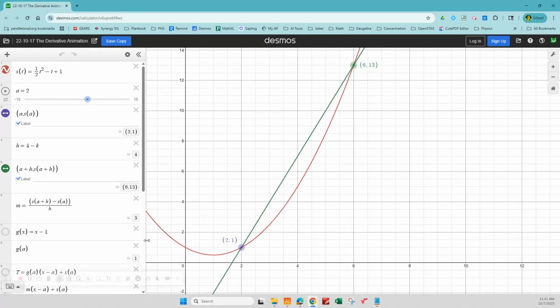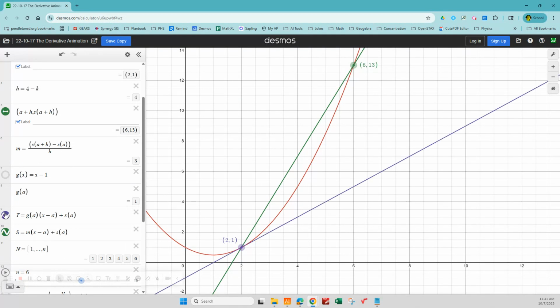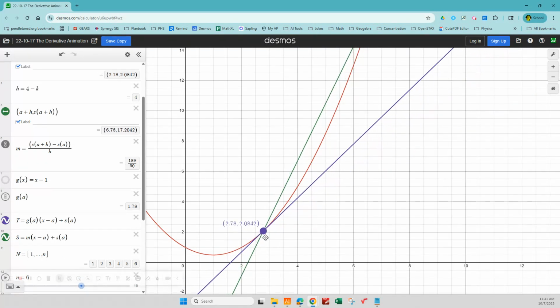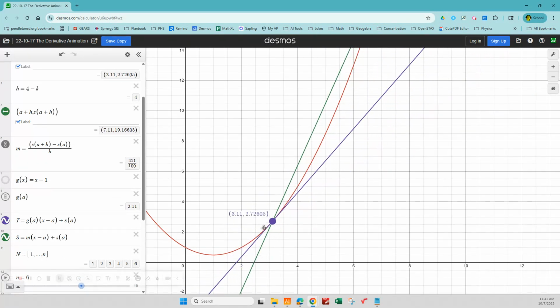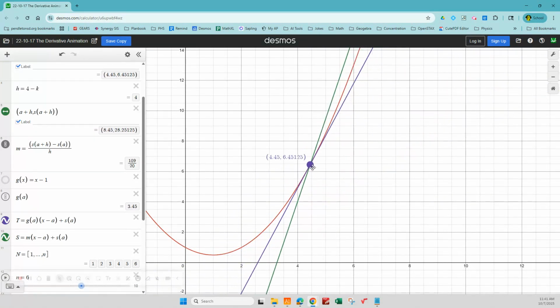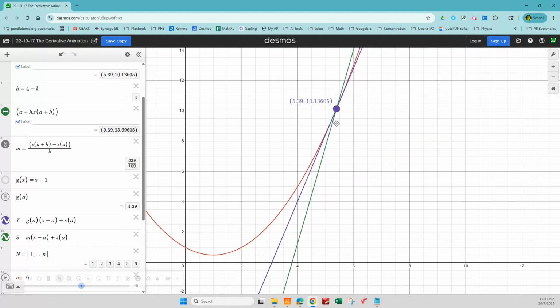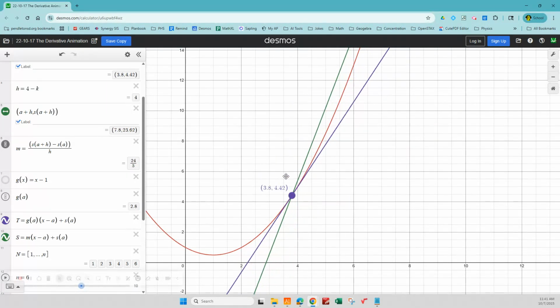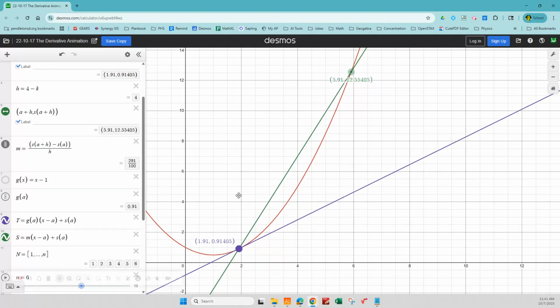Okay, this one's a little different now. This time when I turn on the tangent line, there it is. Now watch what happens as I drag this point. The tangent line is changing its slope fluidly with the curve, isn't it? Right? Everybody see that? Okay.